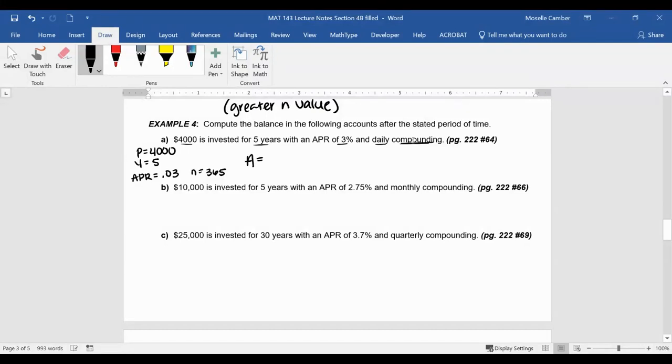So my A, following our exponential rules, we start with what we start with. So we're going to start with our initial principal of $4,000. And then it's going to be 1 plus our rate. So our annual rate is 0.03, but we're not compounding annually, we're compounding daily. So we need a daily rate, so we convert that to a daily rate. So 0.03 divided by 365. And it's going to multiply that percentage 365 times a year for 5 years.